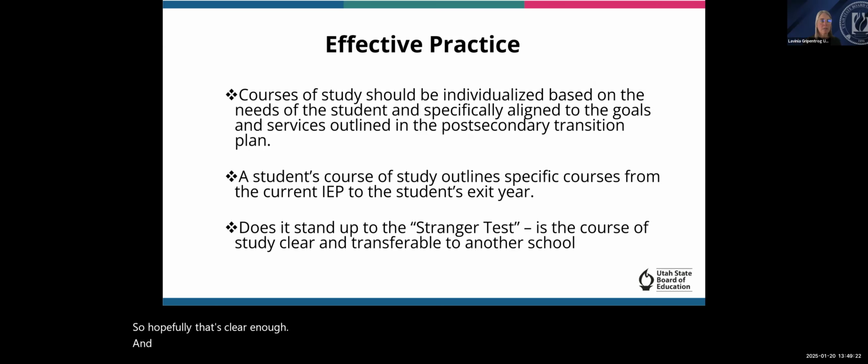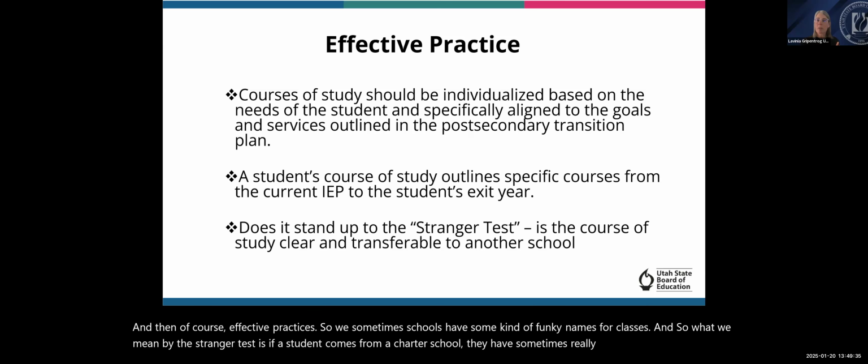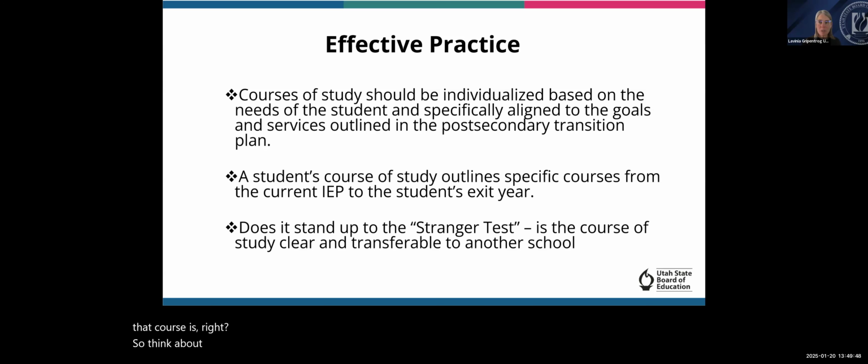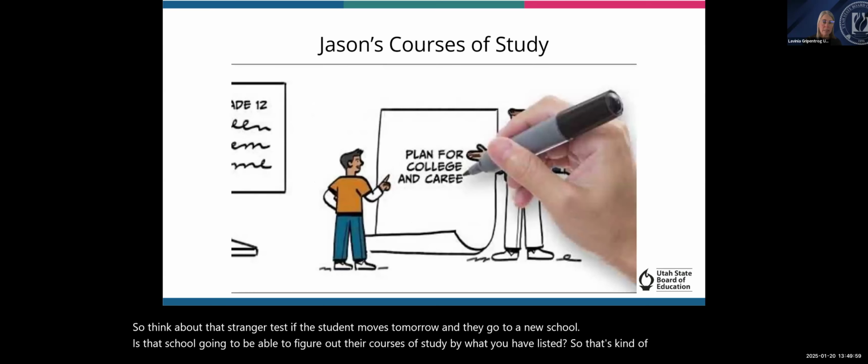And then, of course, effective practices. Sometimes schools have some funky names for classes. What we mean by the stranger test is, if a student comes from a charter school, they sometimes have really unique classes and they name them something that no one else knows. If you are in that situation, be more transparent about what that course is. So think about that stranger test: if the student moves tomorrow and goes to a new school, is that school going to be able to figure out their courses of study by what you have listed? That's the stranger test idea.